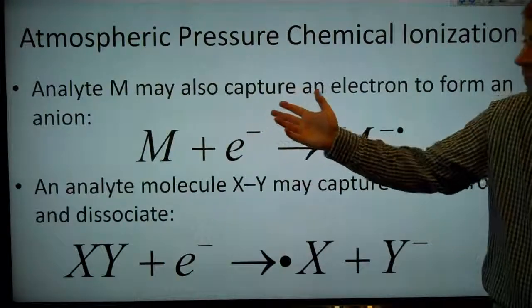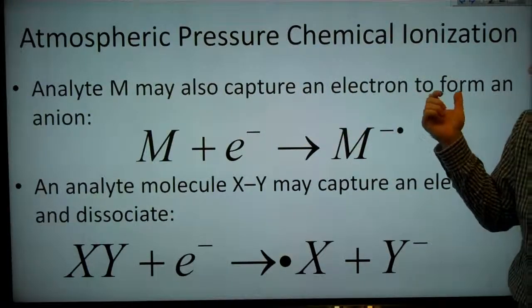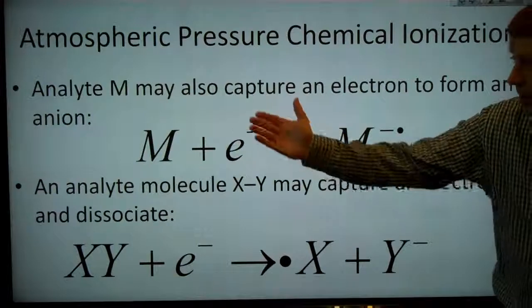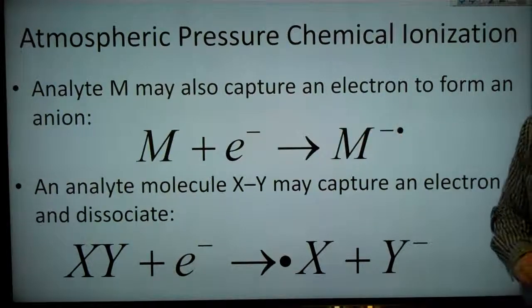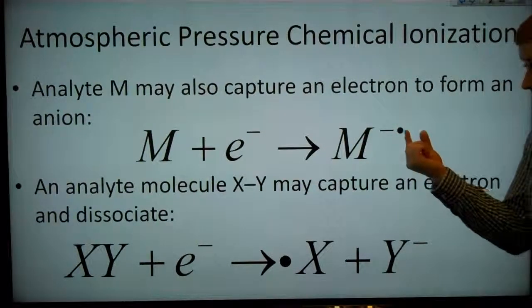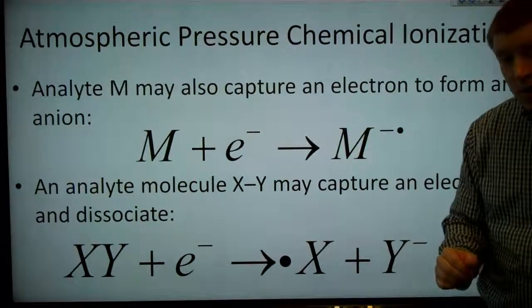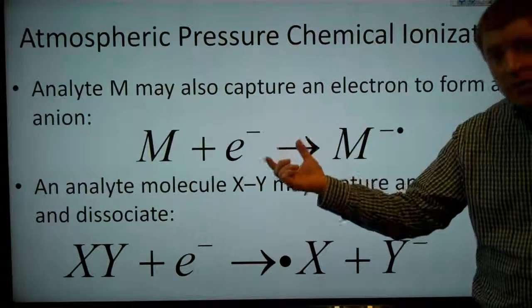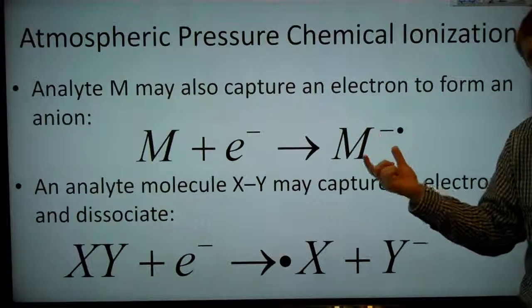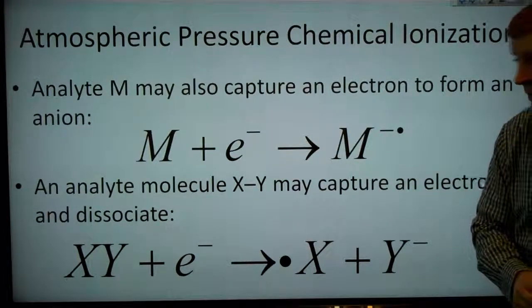Now, analyte M may also capture an electron to form an anion. So M plus an electron gives us M-, and again, note that this is going to be a radical because most neutral species have an even number of electrons, and thus by capturing one electron, M- now has an odd number of electrons.